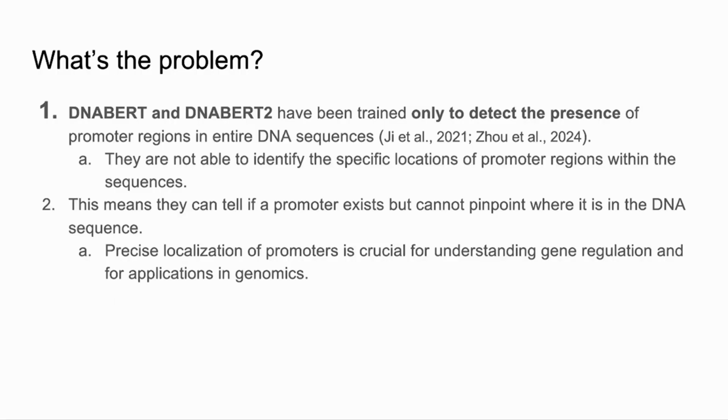So what is the problem? The problem is that while DNABERT and DNABERT-2 have made significant progress in long DNA sequence analysis, they have some limitations. Both models determine whether the promoter region exists within the entire DNA sequence. However, they do not have the capability to identify the exact position of the promoter region within the sequence. In practical terms, this means that although these models can tell us if a promoter exists in the whole DNA sequence, they cannot tell us where it is located. This may cause trouble for further research.